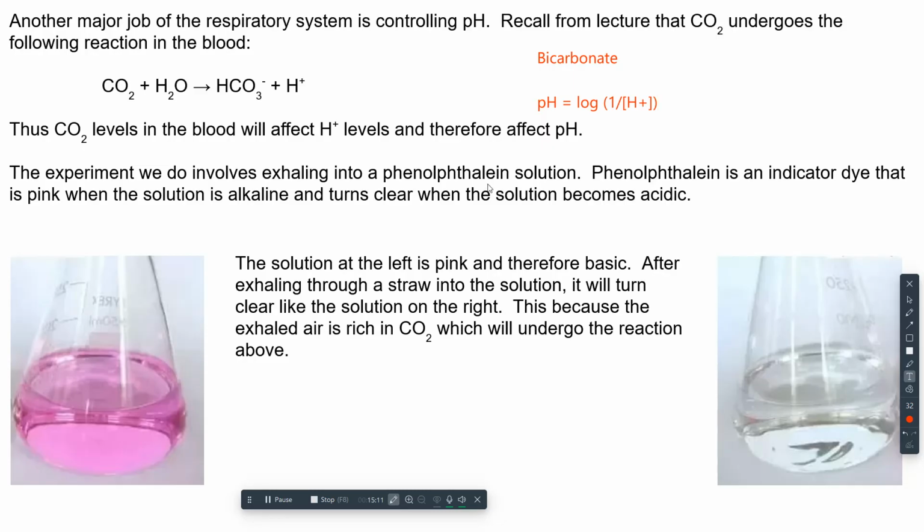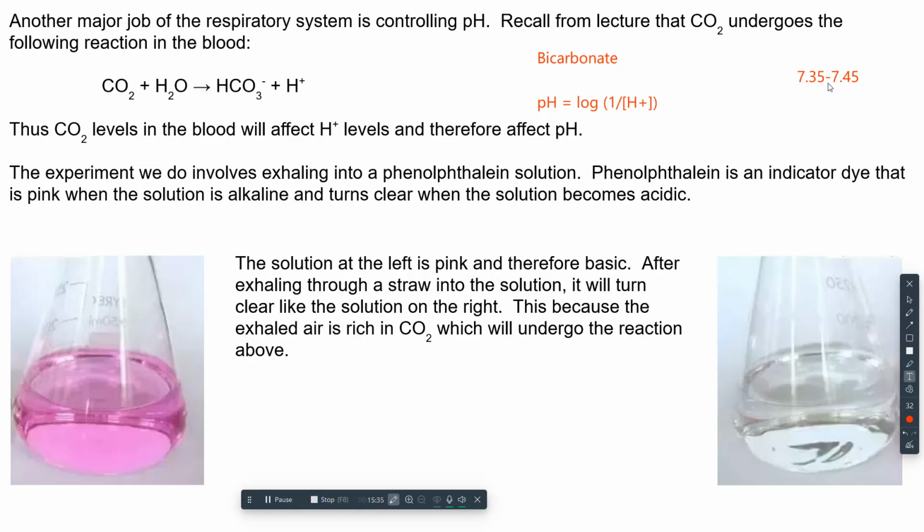So of course, if our pH is 7, that's going to be neutral. Less than 7 is acidic, and greater than 7 is basic. Normally, our pH is between 7.35 and 7.45 in our blood. So normally our pH is a little bit basic.